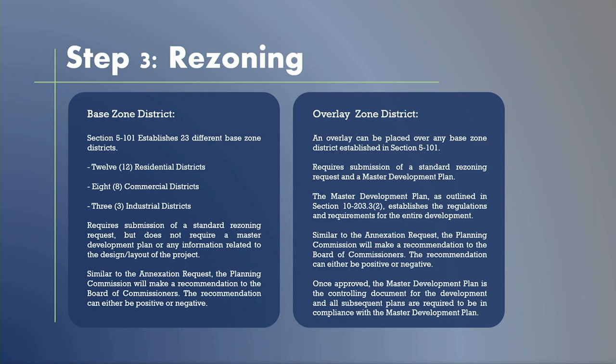So this master development plan, as far as the requirements, they're outlined in Section 10 of the zoning ordinance. And again, it's going to have a similar review process to any annexation or base zone rezoning. It's going to come to you all for review and recommendation, and then to the BOC for final review and approval.